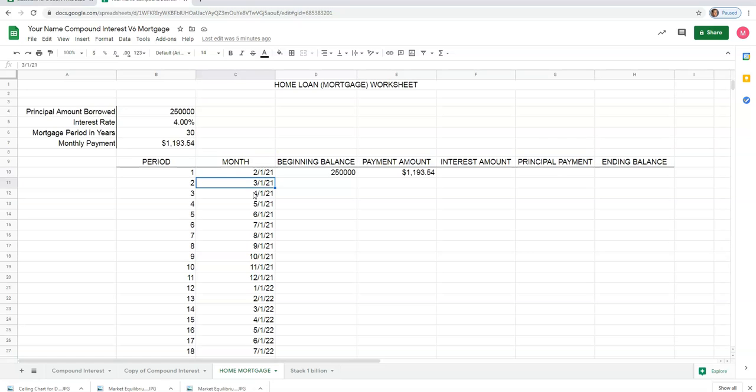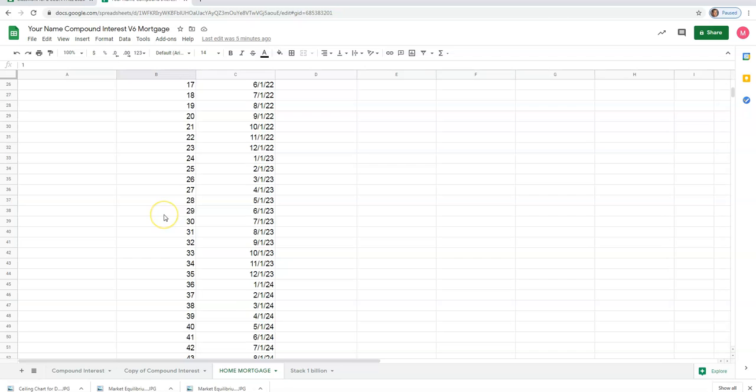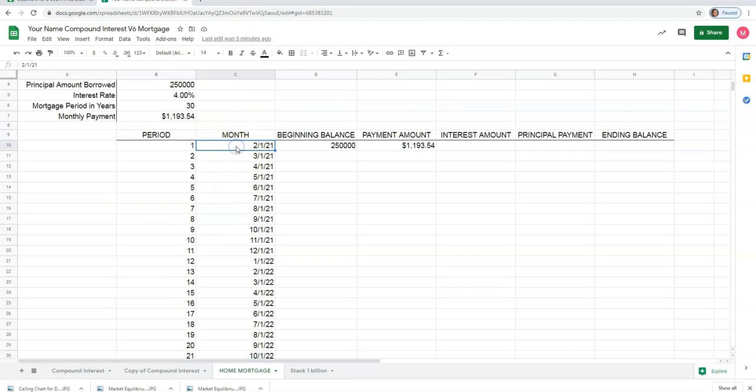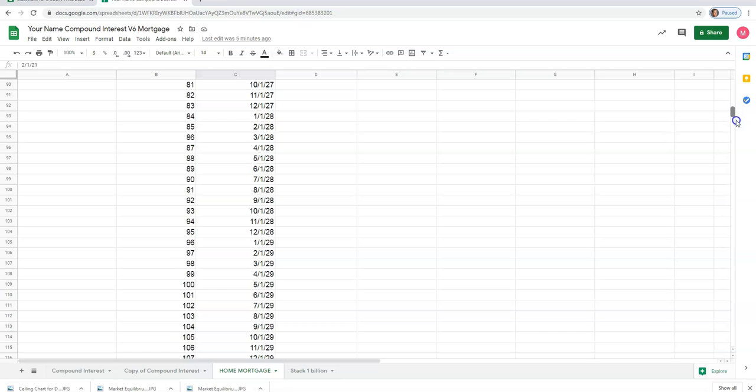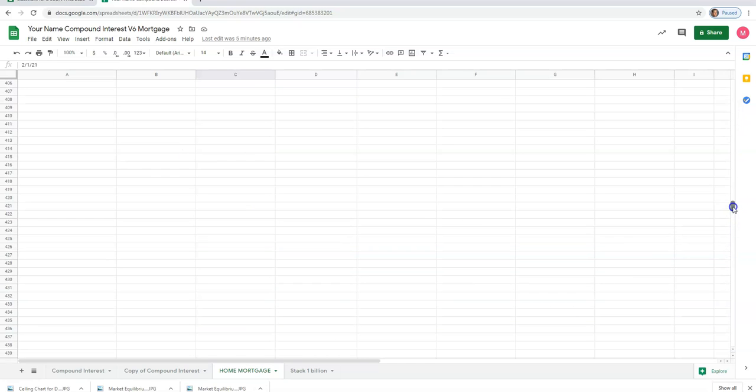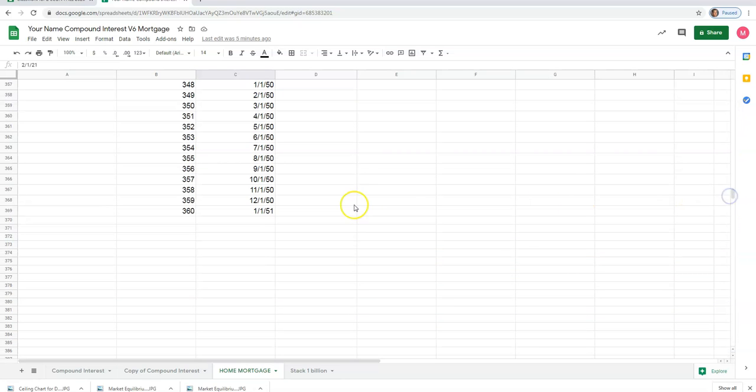360 months. So when we finished video number 6, we created this section here with all the details of our loan, including the payment function. And then we put in all of our different periods along with the particular month. And so we're assuming that we're buying this house, borrowing $250,000 beginning on February 1st. And yes, that went a long way down, 360. There it is. And the date will be, when we pay this loan off, January 1st of 2051.